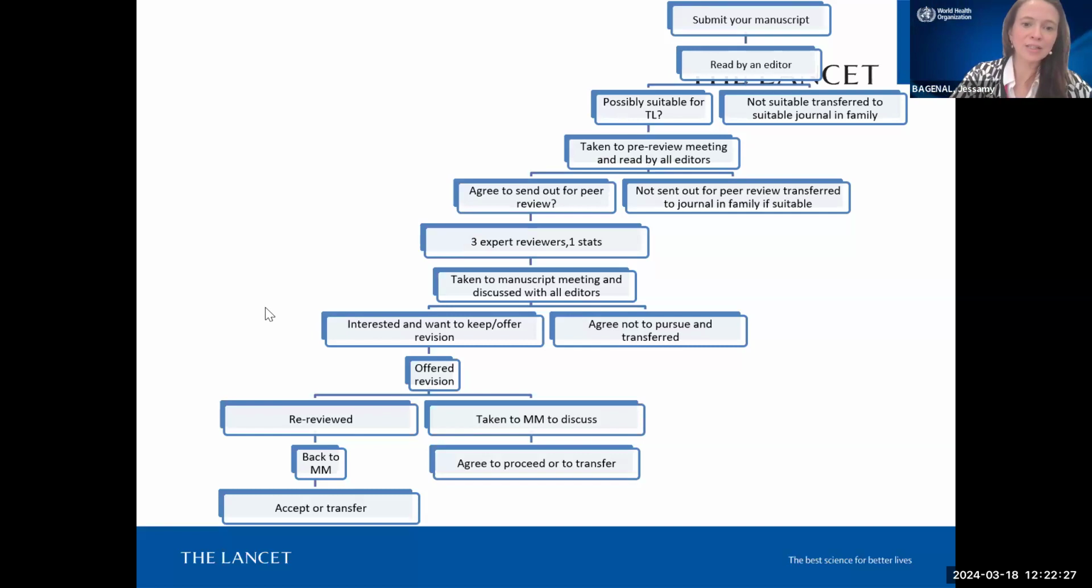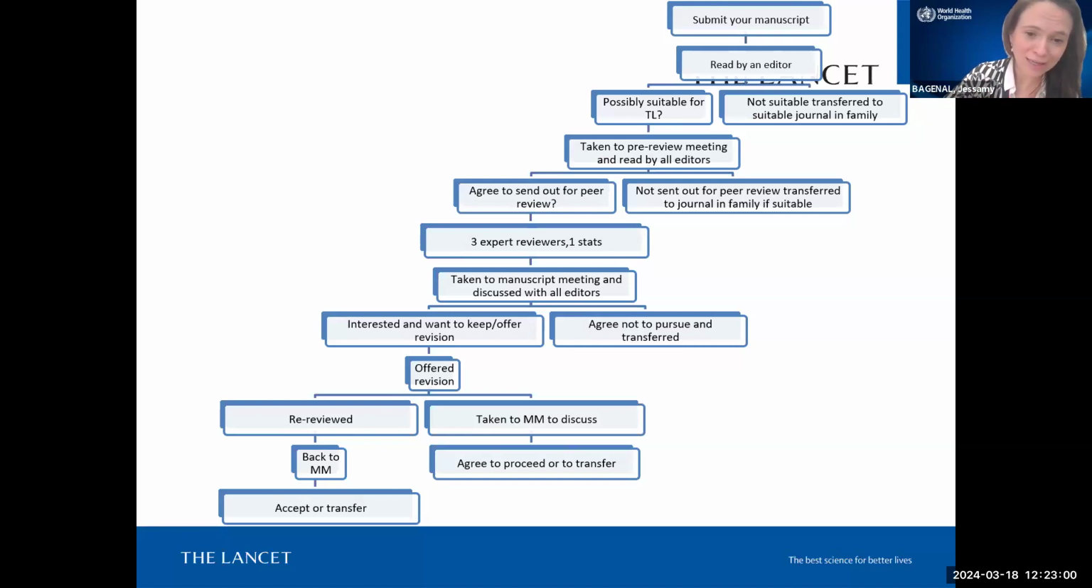So then we send it back to the authors with the peer review comments and also with editorial comments and say, please revise along these lines, and then we'll make a decision. And at that point, it's either taken to a manuscript meeting again to make a decision, yes, we want to keep this, or no, we want to transfer it. Or we decide to get it re-reviewed by reviewers to see whether the comments or the argumentation or the issues that have been brought up have been adequately addressed. It's taken back to manuscript meeting, and then we accept it, or we decide to transfer it.